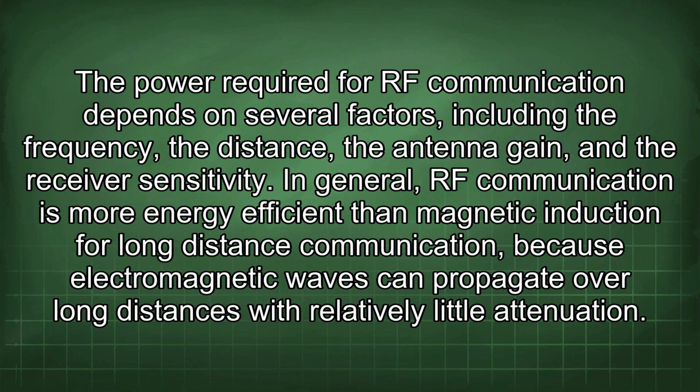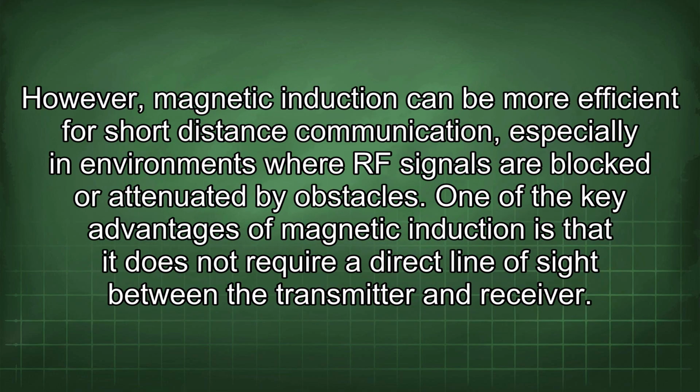The power required for RF communication depends on several factors, including the frequency, the distance, the antenna gain, and the receiver sensitivity. In general, RF communication is more energy efficient than magnetic induction for long-distance communication, because electromagnetic waves can propagate over long distances with relatively little attenuation. However, magnetic induction can be more efficient for short-distance communication, especially in environments where RF signals are blocked or attenuated by obstacles. One of the key advantages of magnetic induction is that it does not require a direct line of sight between the transmitter and receiver.